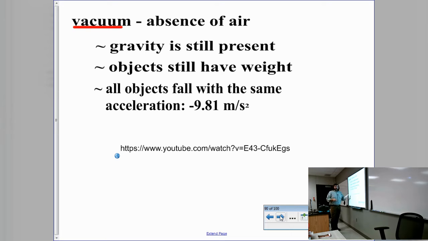Now, this video here, we'll talk about that. It's kind of cool. They drop objects in a vacuum chamber. Take a look at that. It's fun to watch. Or you can skip through that part of the concept, but it's kind of an interesting video.